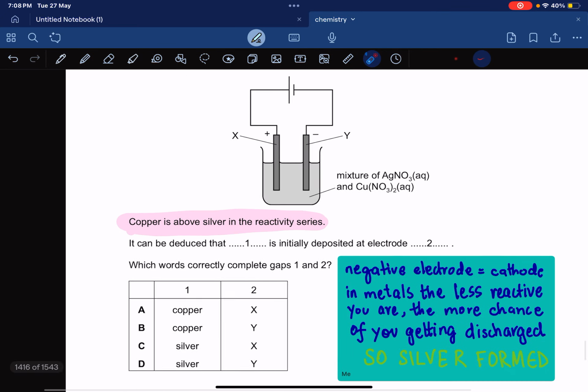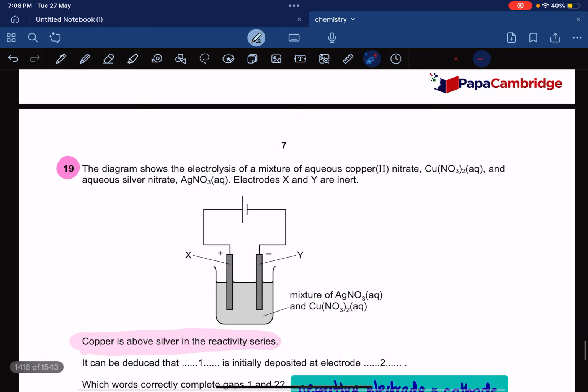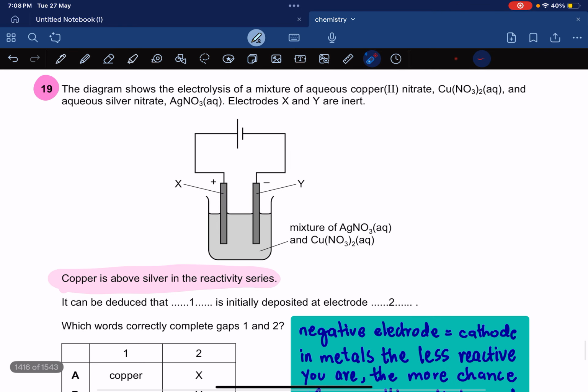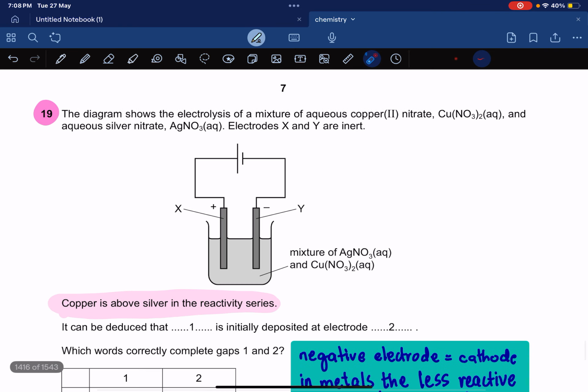Okay, moving on to this question. The diagram shows the electrolysis of a mixture of aqueous copper(II) nitrate, Cu(NO3)2, and aqueous silver nitrate. Electrodes X and Y are inert. Okay, we are taking inert electrodes. We have silver nitrate and copper nitrate. Copper is above silver in the reactivity series. Why have they told this?